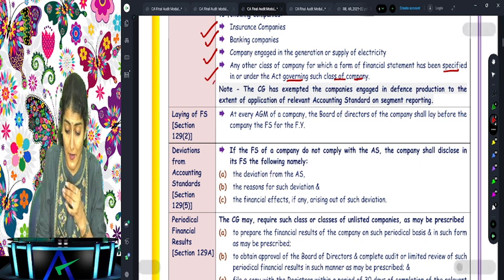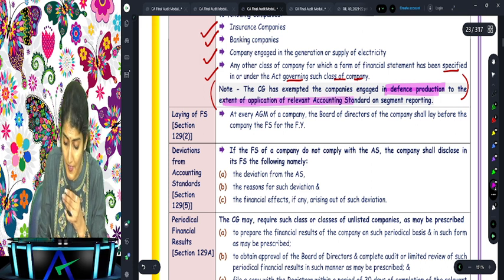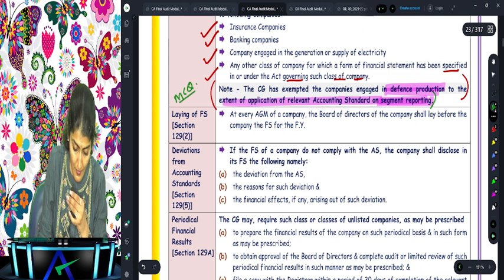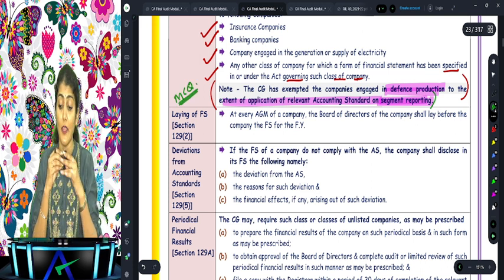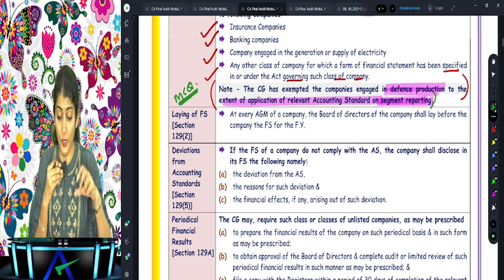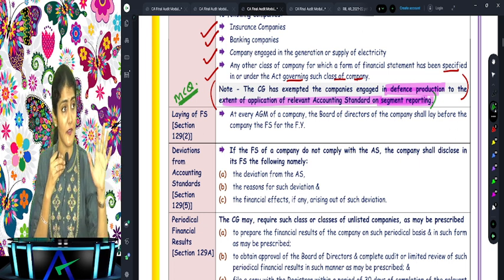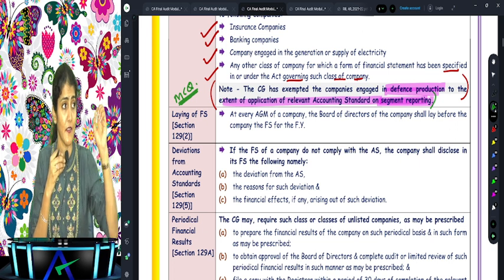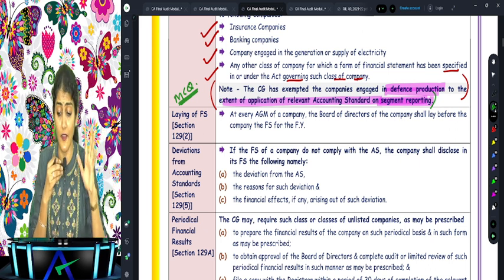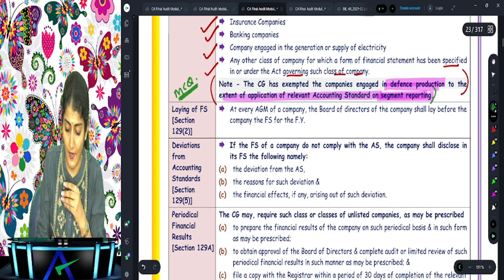Right, then the central government has exempted the companies which are engaged in defense production to the extent of application of AS on segment reporting. So again that is an MCQ. Segment reporting is not applicable to companies which are engaged in defense production. When you come to AS 17, there they also have an applicability of AS 17. But here it says if the company is engaged in defense production, that is they are making some jets or some propellers for the aircrafts, then they are exempted to the extent of the application of the relevant AS on segment reporting.